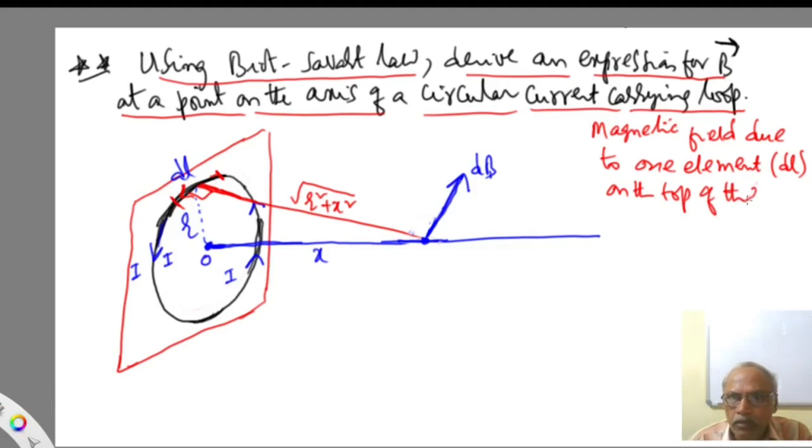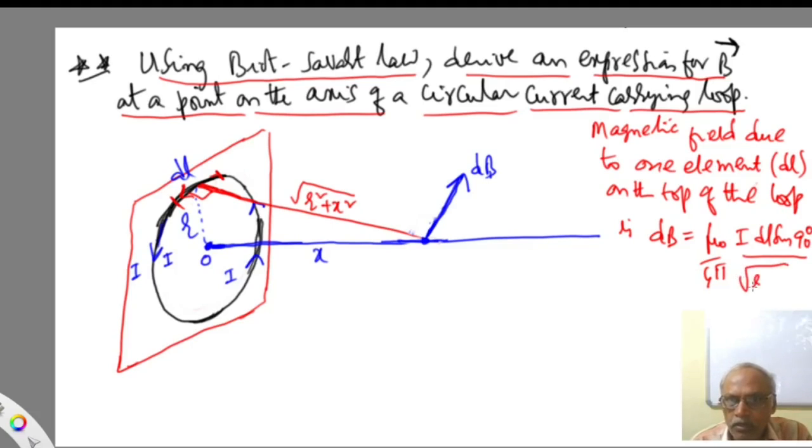What is the magnetic field due to the one element on the top of the loop? dB is equal to mu naught by 4 pi, I dl sin theta by r square. Here the angle between dl and the line is 90, so I dl sin 90 by root of r square plus x square, whole square.